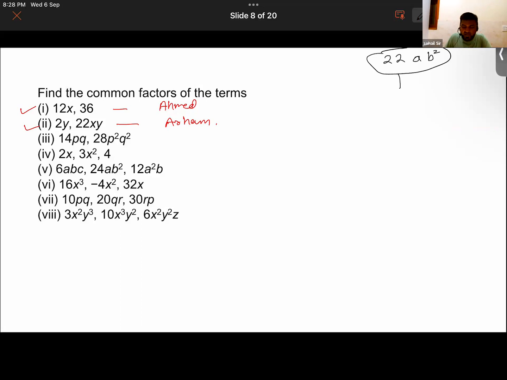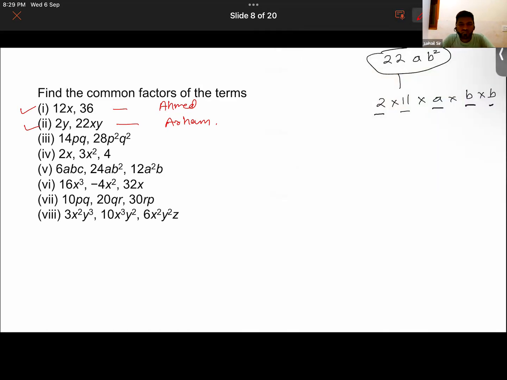If you have a term like this, 22ab square, you will be breaking it like this: 2 into 11 into a into b into b, right? So you have to break it like this. Yes, Ahmed.